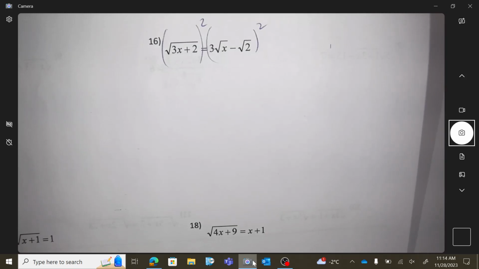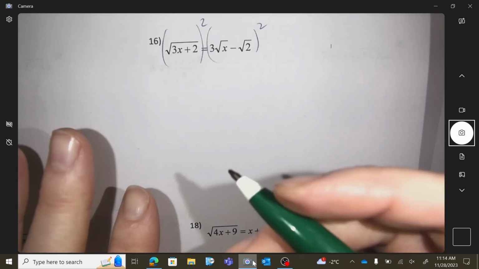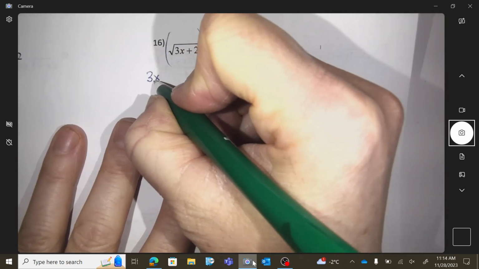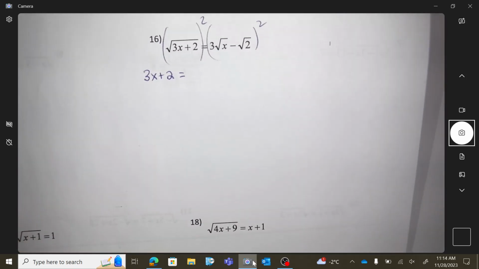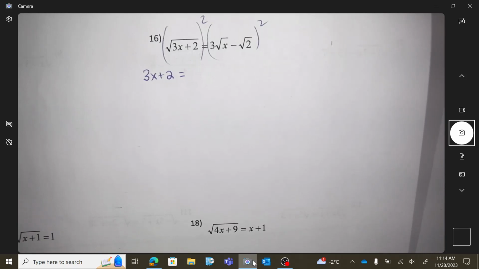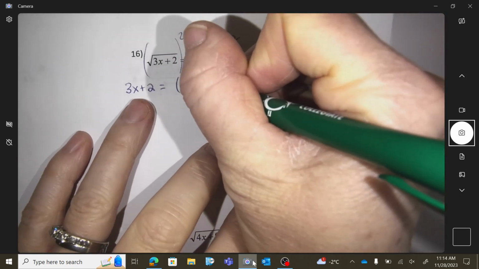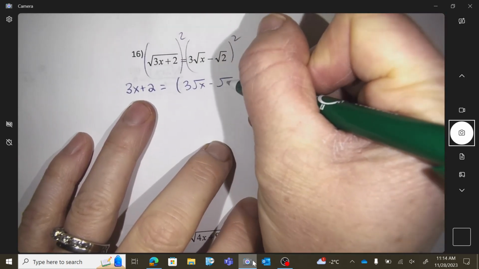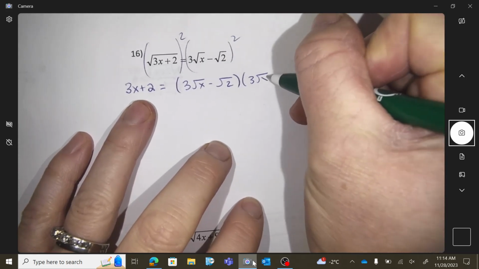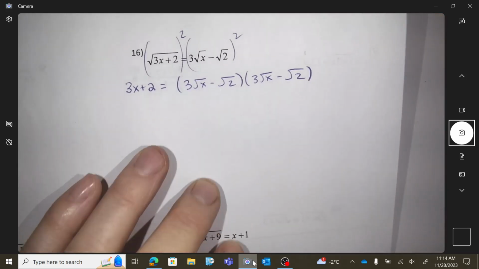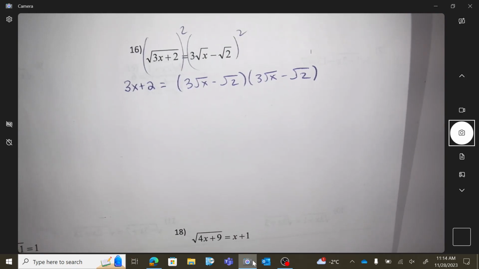Okay, on the left-hand side, it's pretty easy. It just becomes 3x plus 2, right? Squaring a square root, just gone. On the right-hand side, because it's squaring a binomial, you cannot shortcut anything. What should I do? I'm going to write it twice.